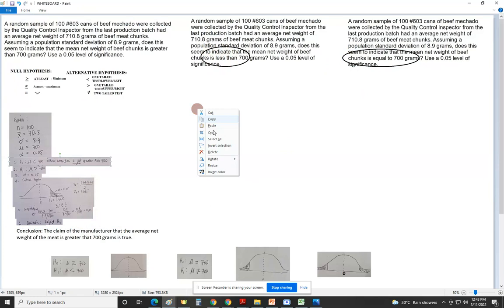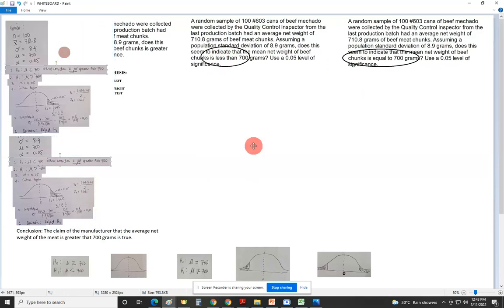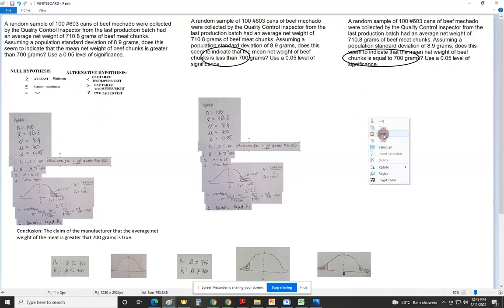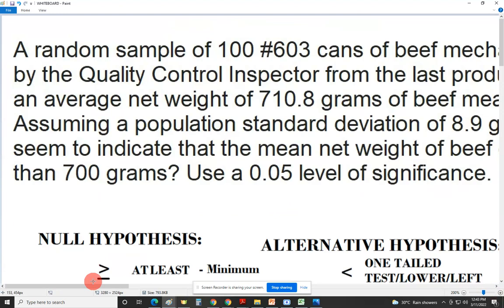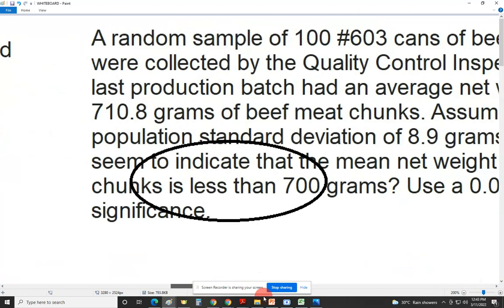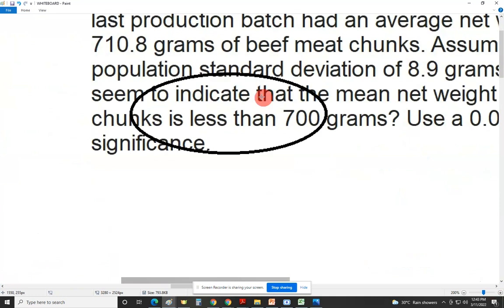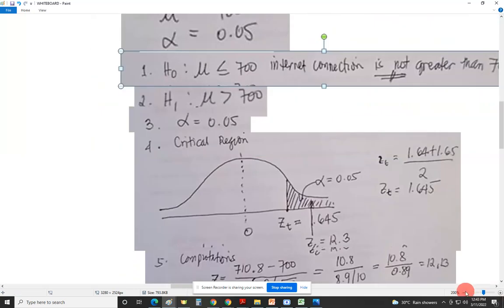I will copy, okay, paste here, and I will paste also here, and enlarge. Again, what I change is only the claim of somebody. Because if I'm the manufacturer, I will not claim that my product is less than 700 grams. Maybe somebody claims, maybe their competitors, that your product is less than 700 grams. So the scenario can be like that. Now, what is the change here?